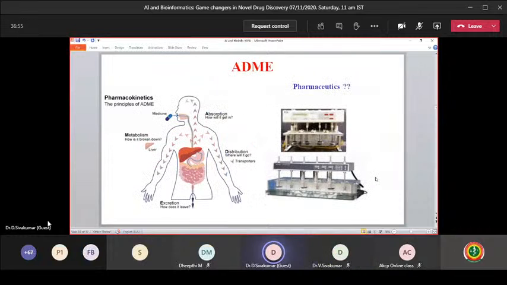The next is about ADME. As most of you are pharmaceutical students, you know what ADME is, right? Pharmacokinetics is what the body does to the drug, and pharmacodynamics, you also know that.